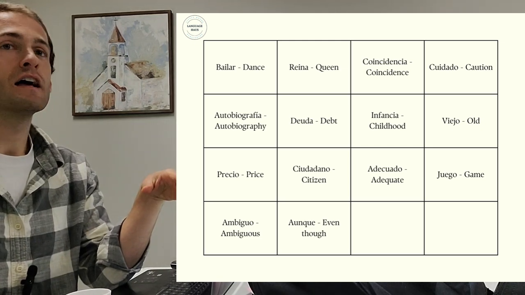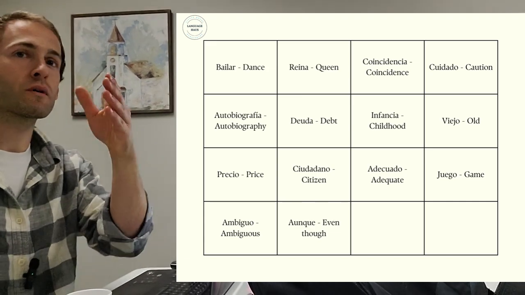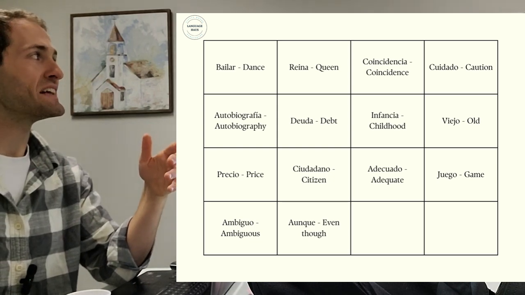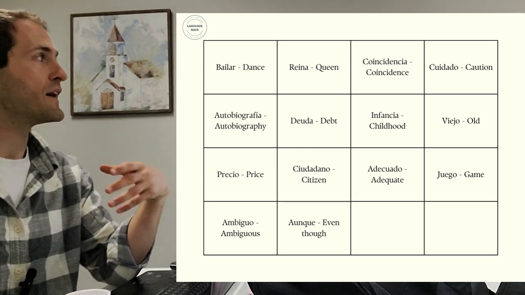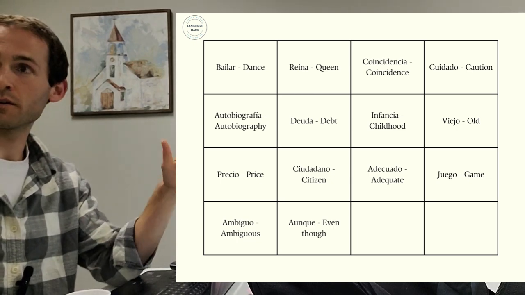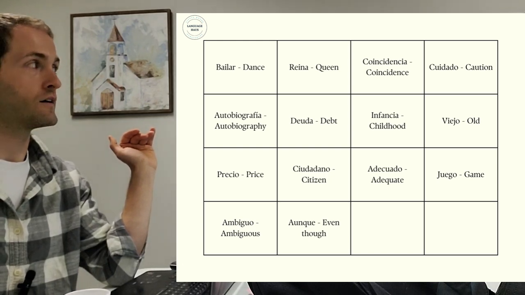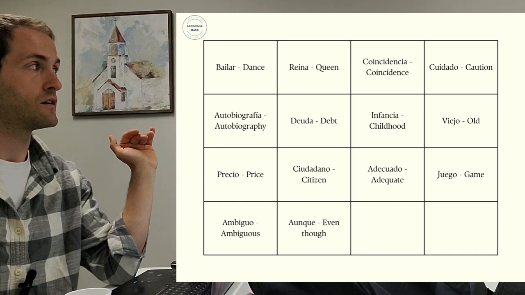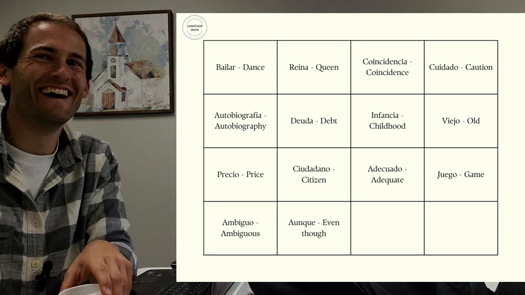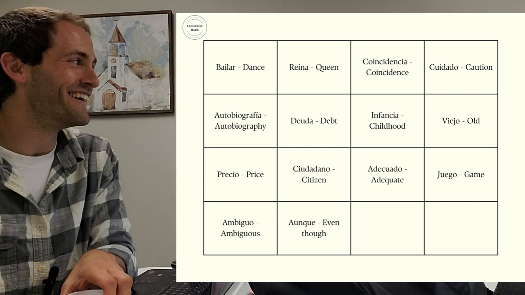Bailar, reina. Yeah, so you pronounce each of those vowels separately as well. Reina, coincidencia, and then cuidado. Any questions on those first four? Okay. Anybody want to take the second set? Hey, we're not doing grades yet.